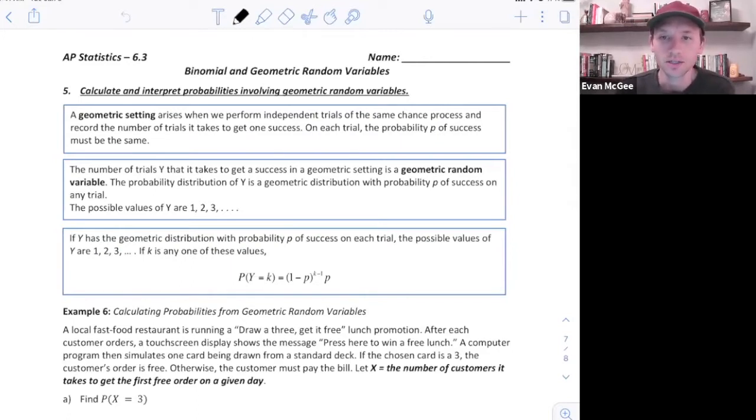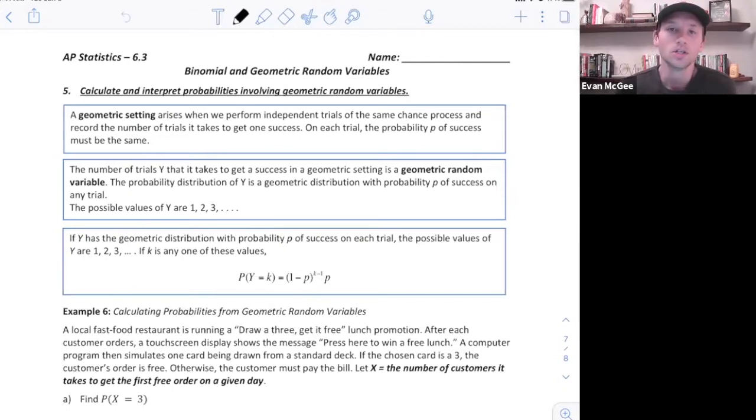So a geometric setting is similar to a binomial setting, except for the fact that there's no set number of trials. If you remember, binomial settings are checked by checking your BINS. So the outcomes are binary, a success or a failure. Trials are independent. For binomial settings, there's a set number of trials. For geometric, there's no set number of trials, and the probability of success is the same. So really, it's the same thing as binomial, except there's no set number of trials.